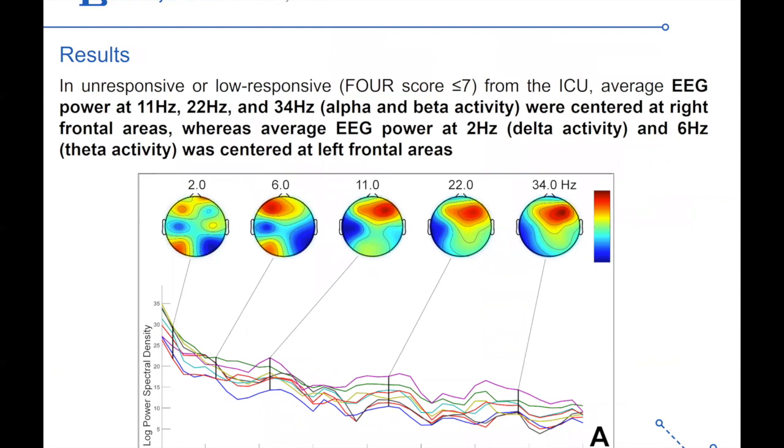There are a few things that we noticed in this small data set. The EEG power at 11, 22, and 34 hertz, the alpha and beta band activity, was primarily centered at the right frontal areas, whereas the low-frequency activity at 2 hertz and 6 hertz, delta and theta activity, was on the left frontal areas.